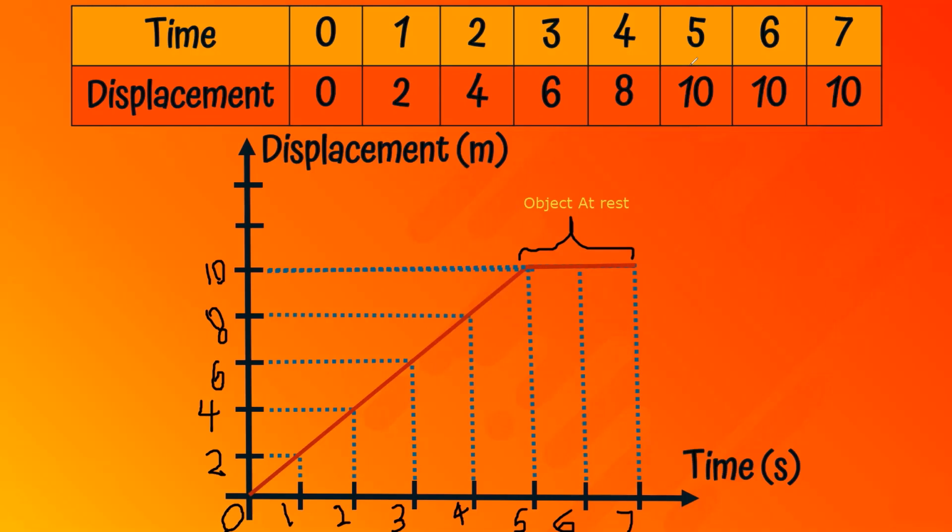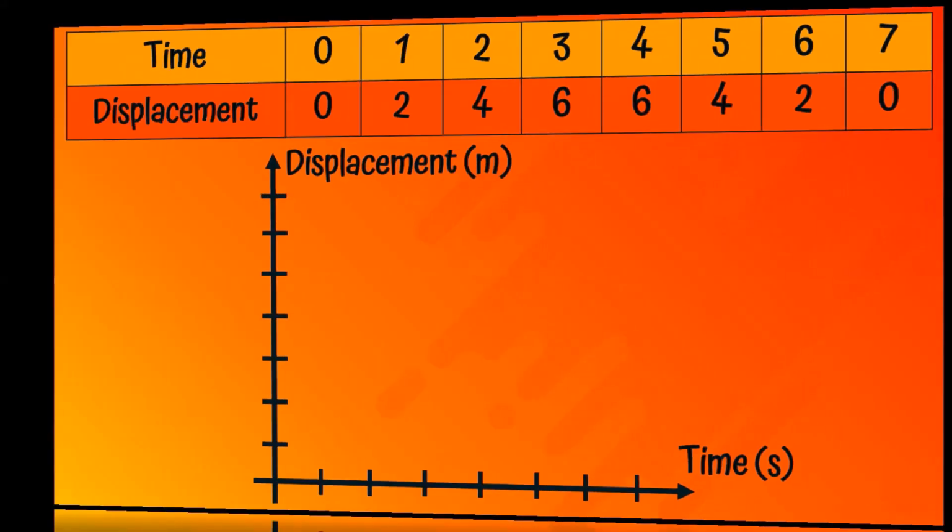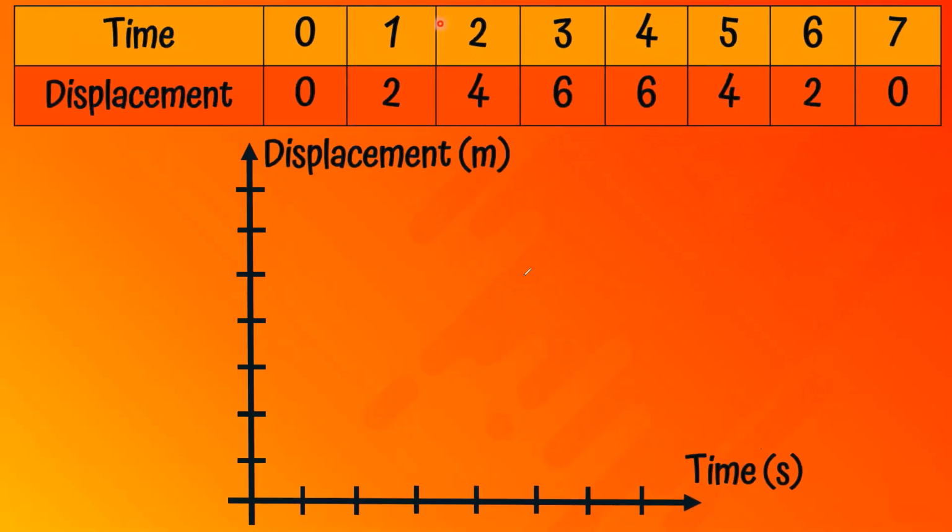So let's get into our next question. This is our third question. There's a table. In 0 seconds 0 meters, 1 second 2 meters, 2 seconds 4 meters, 3 seconds 6 meters, and 4 seconds also 6 meters, and 5 seconds 4 meters, 6 seconds 2 meters, and in 7 seconds 0 meters.